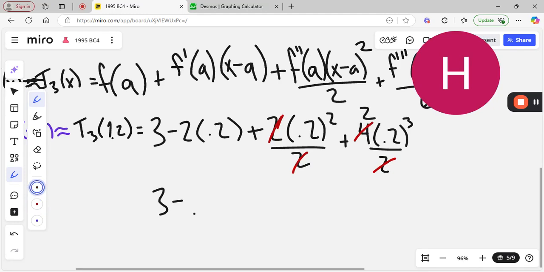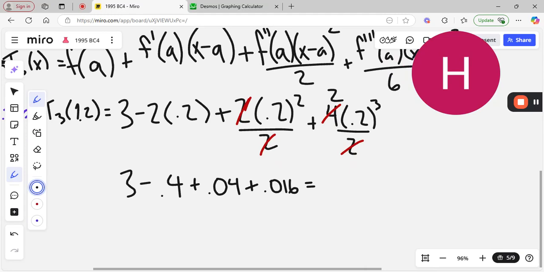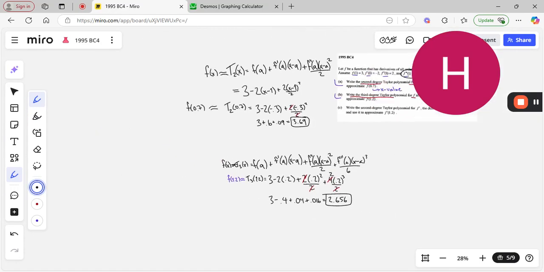So we're going to have 3 minus 0.4 plus, careful, it's not just 0.4. I know you just saw the 0.4 and want to call it 0.4. It's 0.04. And then we have plus 0.008 times 2, we'll just call that 0.016. Okay, so definitely do not let a couple of decimal numbers be the reason why you get this wrong. If this is on a non-calculator section, you have to be careful. 2.656. That is the approximate value.